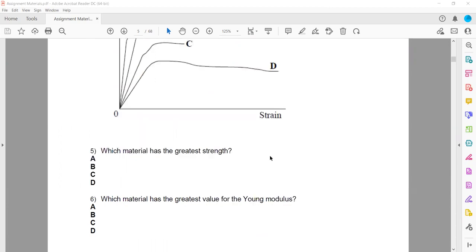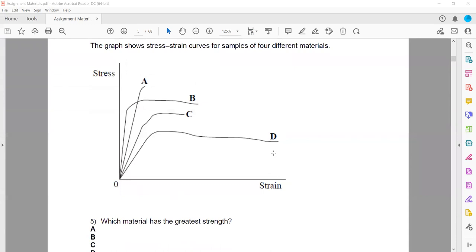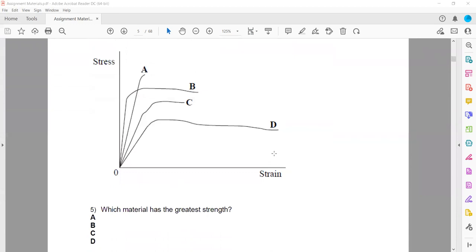The next is which has the greatest Young's modulus. Young's modulus and stiffness have the same meaning: the one with a greater initial slope will have a higher Young's modulus. It will be a stiff material which has the highest Young's modulus or initial slope. So that will be B. B will have the highest Young's modulus or initial slope.